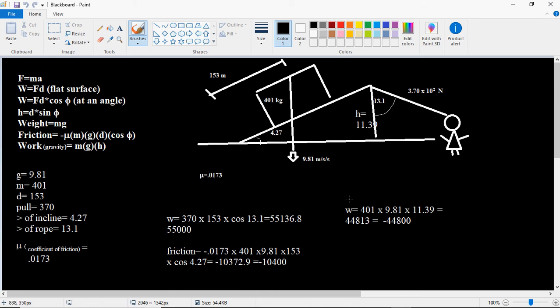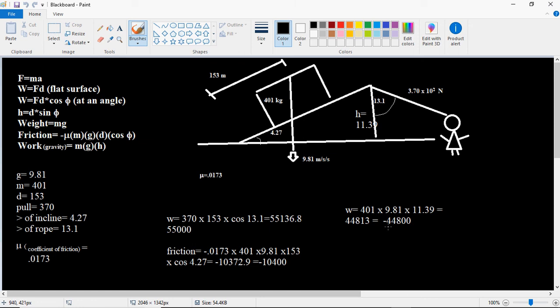And so we just plug it in. We have our mass, the 401, we have our gravity, the 9.81, and now we have our height. And when you multiply that out, you'll have 44813, but you will have 3 and 4 significant digits, so we got to round it to 3. So we got our 4 and 4, and then it'll round down. So we get 44800. Now I have put a negative in front of this.